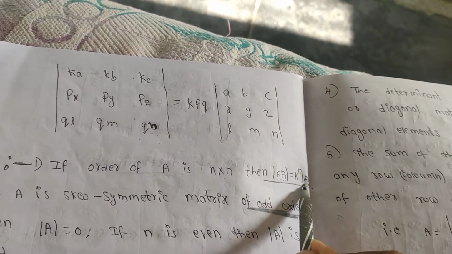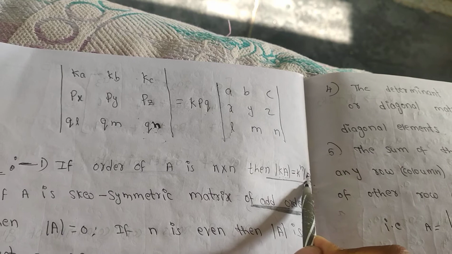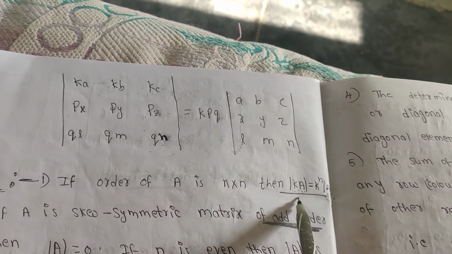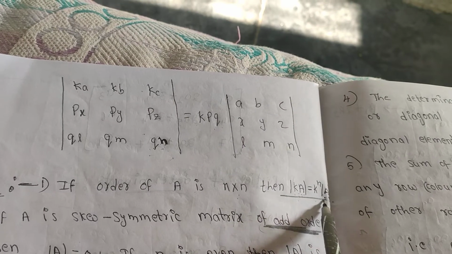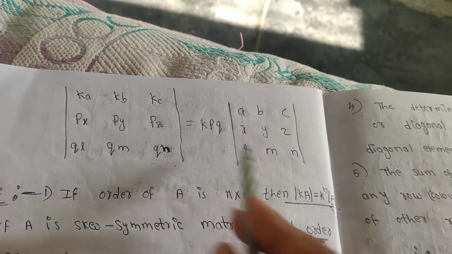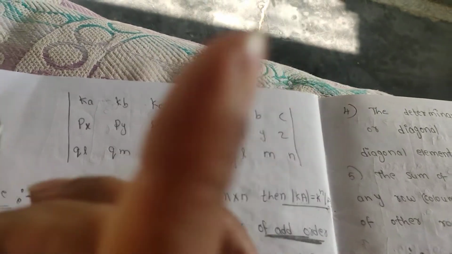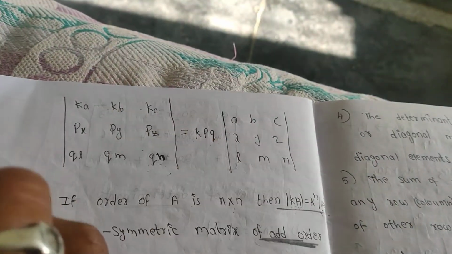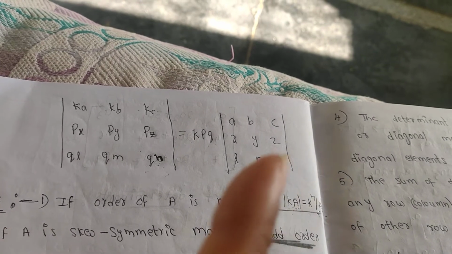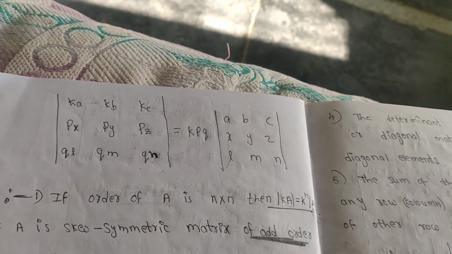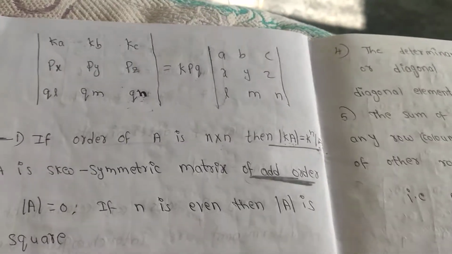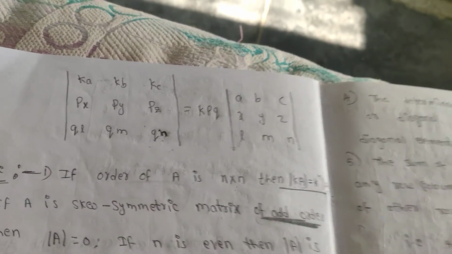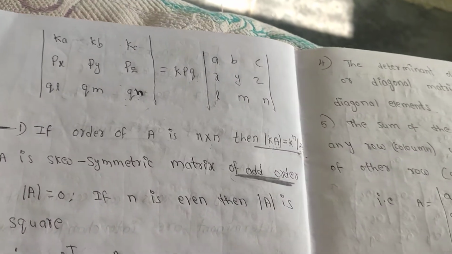K power n into determinant of A. Very, very important note: if the order of A is n by n, then determinant of kA is equal to k power n into determinant of A. That means in any row or column, if you have a common factor, then you can take it outside. But in matrices, that should be common for every entry in that matrix. But in the determinant, that should be common for either a row or column only. So then you get this result.